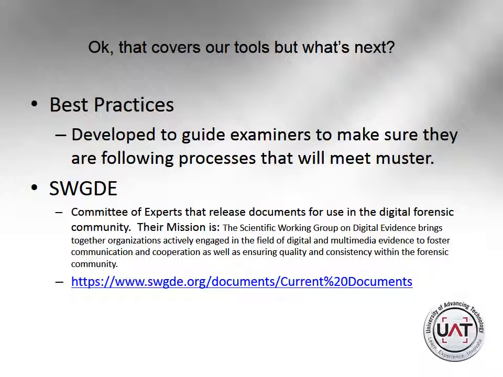But these guys give guidelines that you can follow to help keep you, hey, I'm working within the guidelines, I'm good. And one of them is SWGDE, the Scientific Working Group on Digital Evidence. This is a group of uber dorks that get together all the time and have very boring meetings that last for 3 days.